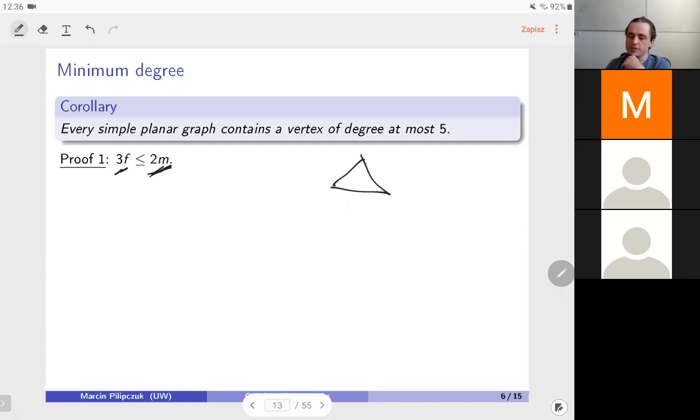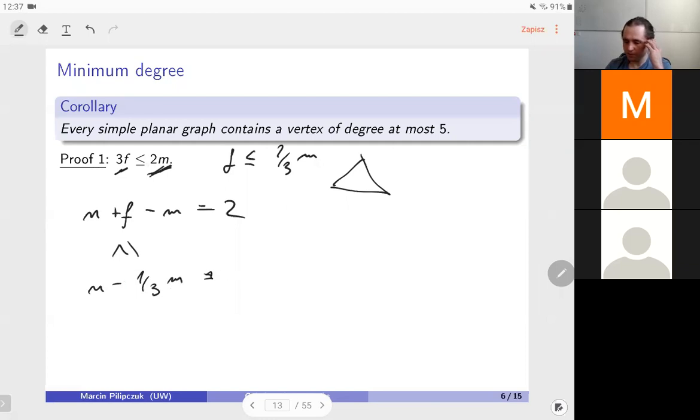Now just recall Euler's formula: n plus f minus m equals 2. Now we want to get rid of f. So we say f is at most 2/3 m. So this is at most n minus 1/3 m.